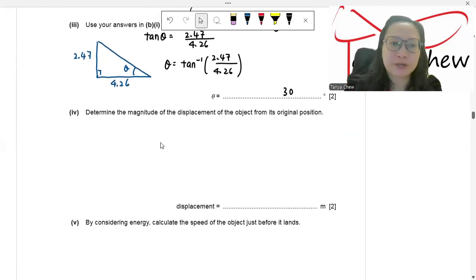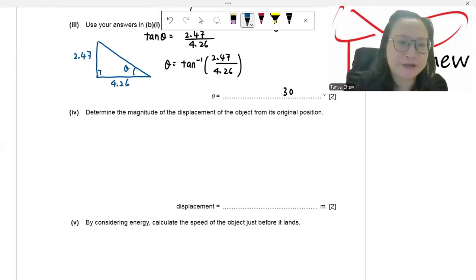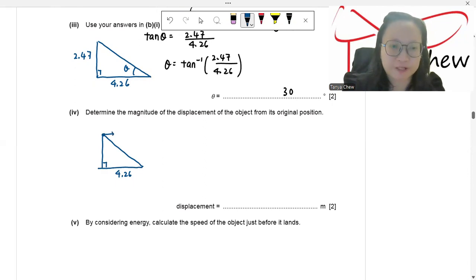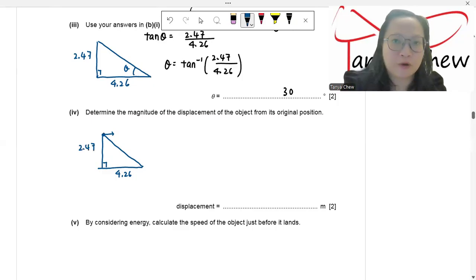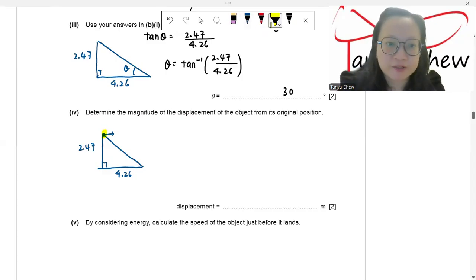Now, part 4: determine the magnitude of the displacement of the object from its original position. Remember what I told you about displacement, I need to redraw the triangle. It is the same triangle. This is 4.26. The starting point is here, because the speed of 6 meters per second, but I'm not going to label that speed. I don't want to confuse you. Just want to let you know this is the starting point. This is 2.47. So the starting point is here, and then the landing point is here.